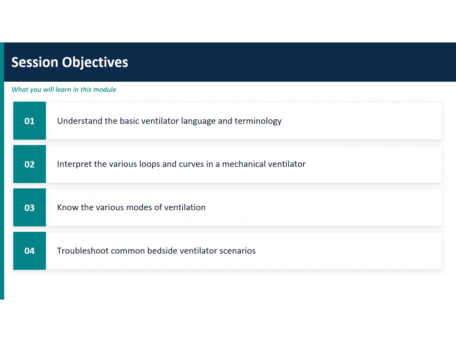Today, we will try to understand the basic ventilator language. When you enter the ICU, there is a lot of jargon, and for you to understand that, you should understand the basic ventilator language. We'll also look into interpretation of curves in mechanical ventilators, and we'll also discuss different modes of mechanical ventilation.